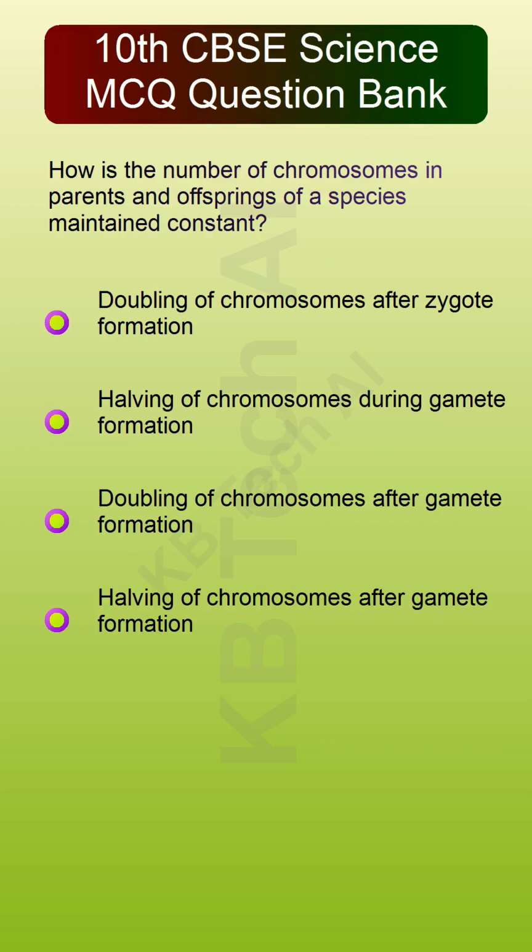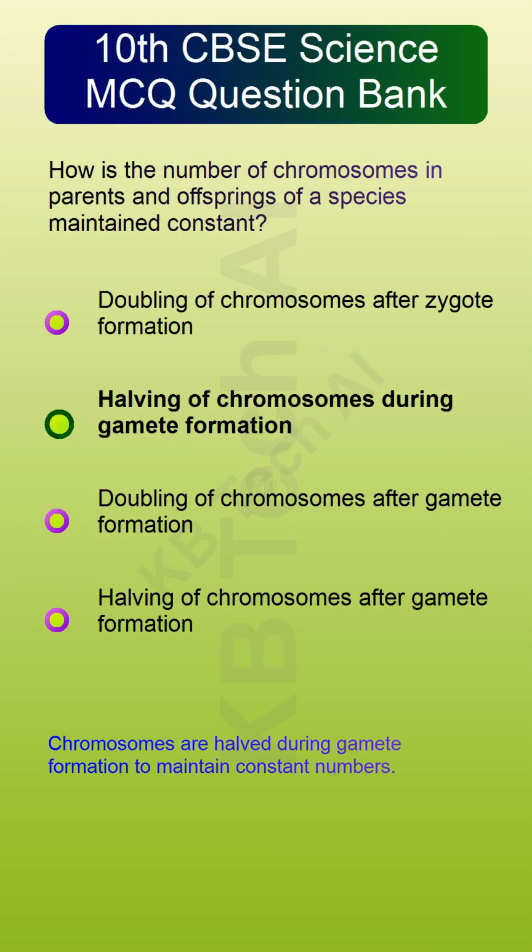How is the number of chromosomes in parents and offsprings of a species maintained constant? Option 1, doubling of chromosomes after zygote formation. Option 2, halving of chromosomes during gamete formation. Option 3, doubling of chromosomes after gamete formation. Option 4, halving of chromosomes after gamete formation. The answer is, option 2, halving of chromosomes during gamete formation.